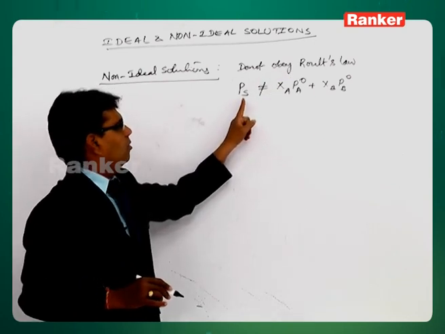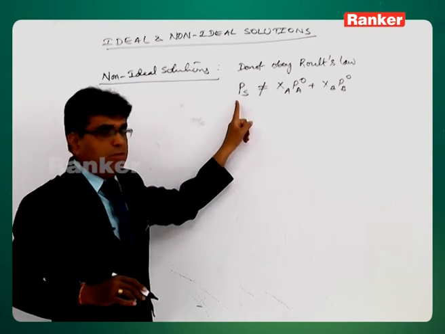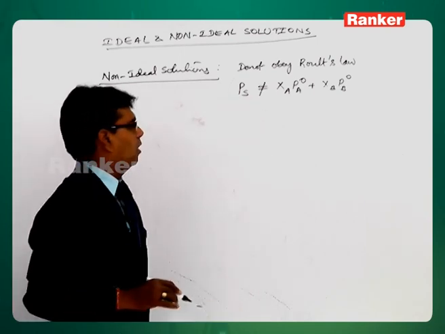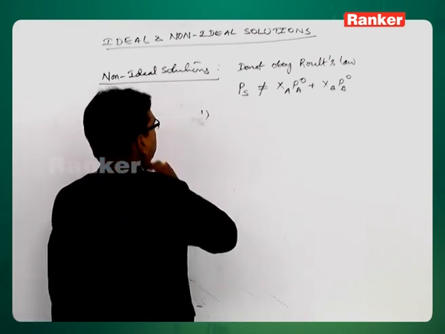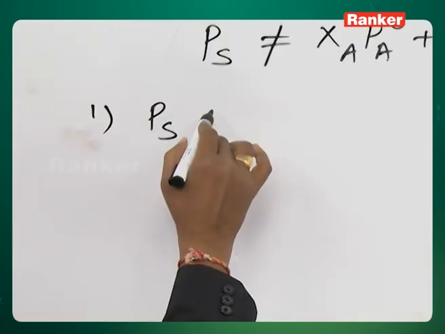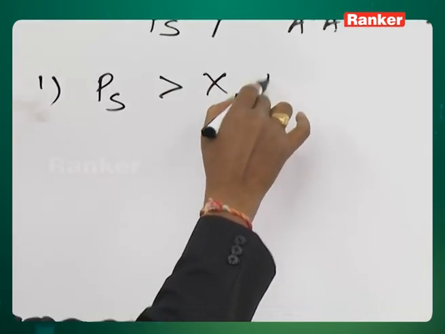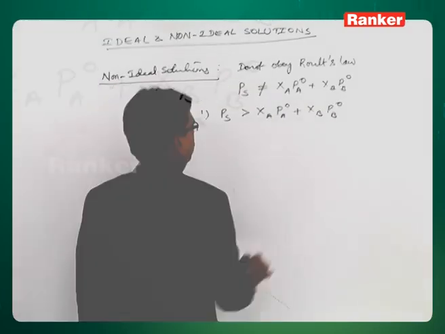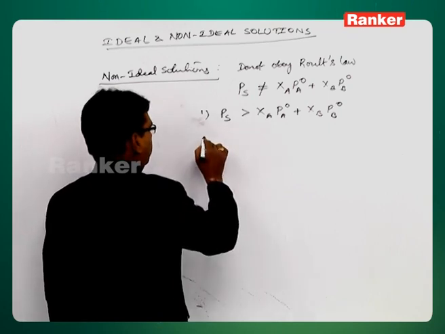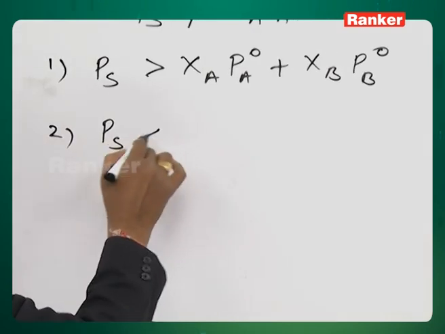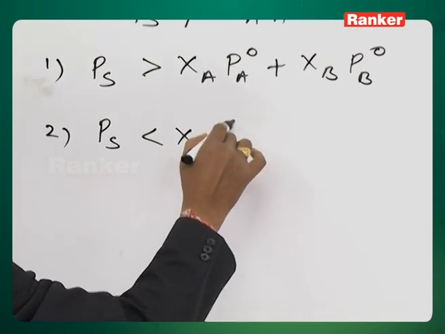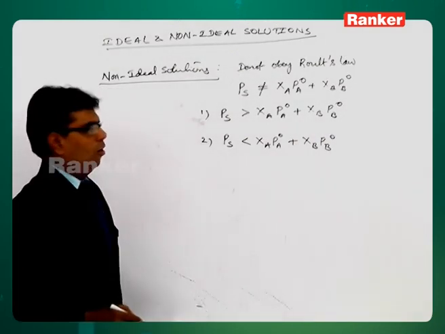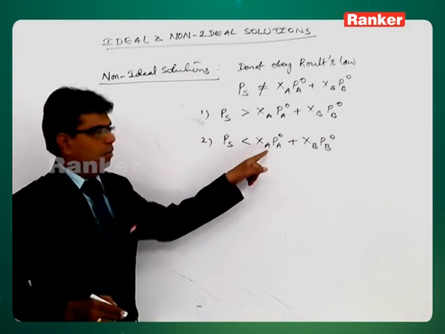Now, again here as you can see, when we are saying that the vapor pressure of a solution is not equal to the sum of these two, obviously there will be two possible cases. One is Ps greater than XA PA naught plus XB PB naught, and the other is Ps less than XA PA naught plus XB PB naught. You will get two cases. Obviously, both the cases are possible.